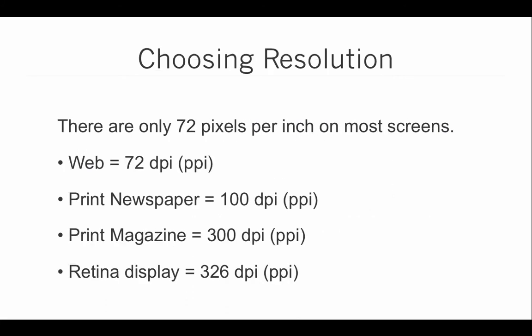So let's talk about choosing resolution for the images. So a typical screen only has 72 pixels per inch. So most web graphics are compressed down to 72 dpi, or dots per inch, or you may also interchangeably hear the term ppi, or pixels per inch. And that's in comparison to, for example, something like a newspaper is 100 dpi, a nice printed piece would be around 300 dpi, and the only exception to the 72 dpi screen is of course on special retina display devices like the Apple iPhone and iPad, which currently at the time of recording this have screen resolutions up to 326 dots per inch.